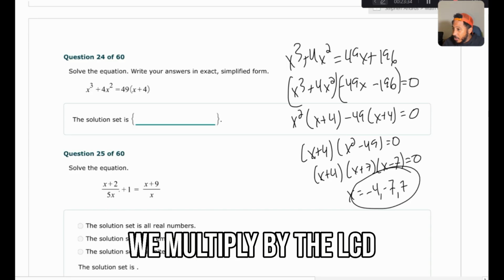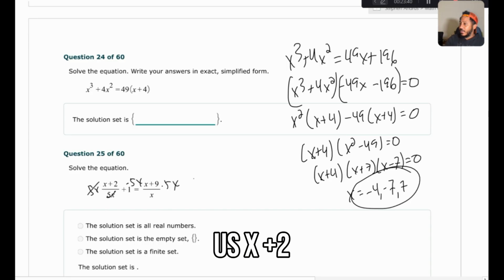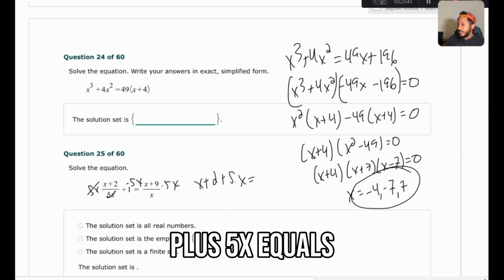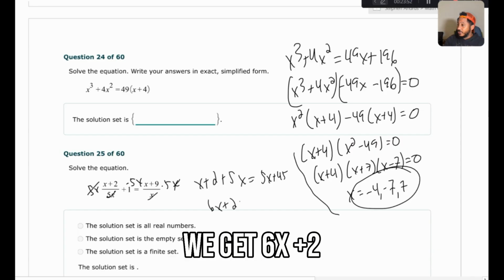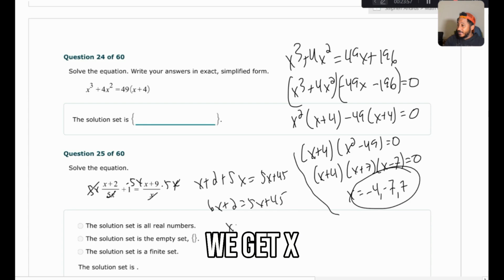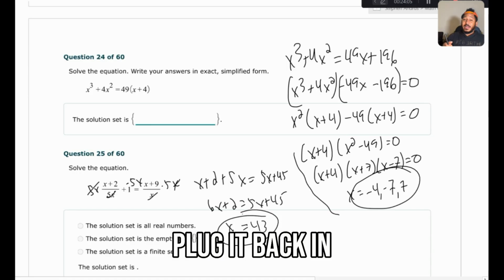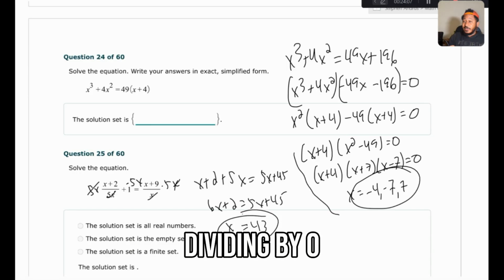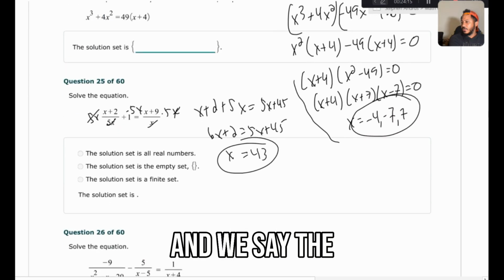All right, here we multiply by the LCD, so multiply by 5x. That gives us x plus 2 plus 5x equals 5 times x plus 9, so 5x plus 45. Combining like terms, we get 6x plus 2 equals 5x plus 45. Then subtracting 5x, we get x. Subtracting 2, we get equals 43. Now, with these rational equations, we definitely want to check our answer, meaning we plug it back in to the denominators to make sure we're not dividing by 0. Here, I know x cannot be 0 from these denominators. I didn't get 0, so we say the solution is a finite set.